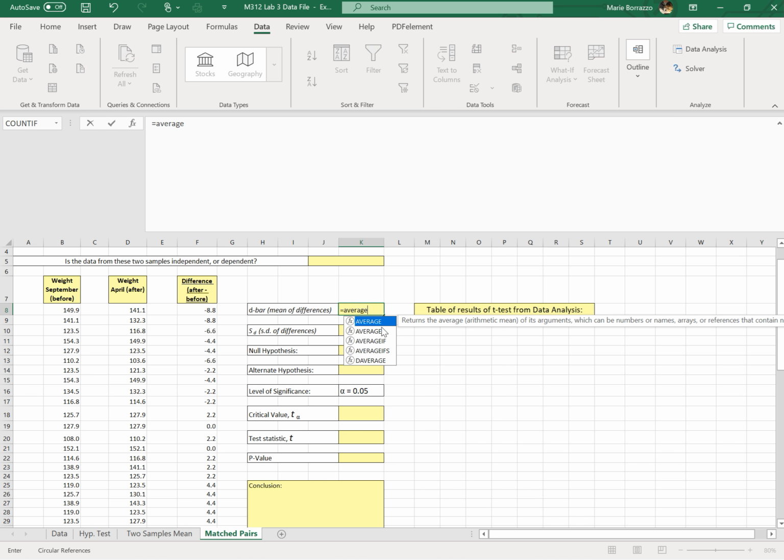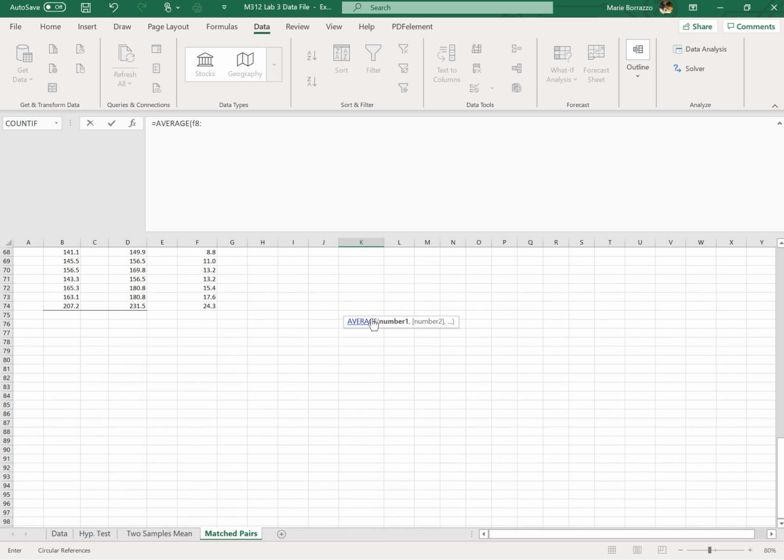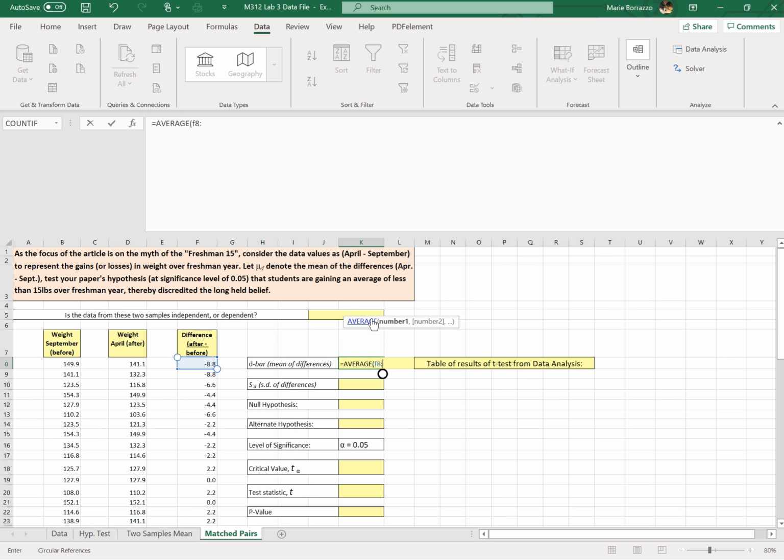Let me double click on that. And so if you notice, this is the average of F8 all the way to F74. Go ahead and hit equals. Okay. And then the standard deviation of differences, I'll come back to that in a second. And so we're basically running another test.